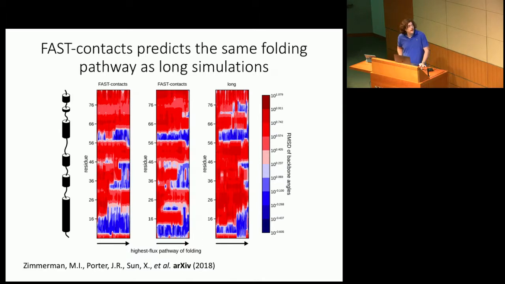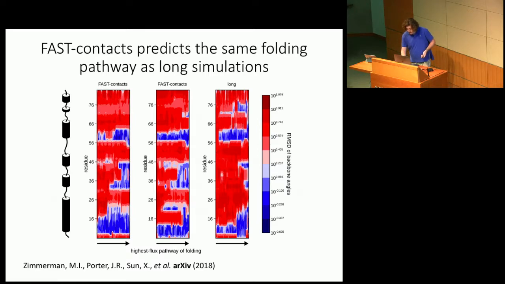So it seems that FAST contacts is producing pretty realistic folding pathways with a very small amount of aggregate simulation data. Now I should also mention that Go models were used to fold this protein, and the Go models predict that helices 1 through 4 all fold simultaneously. So it's nice that our FAST contacts is not an expensive Go model.